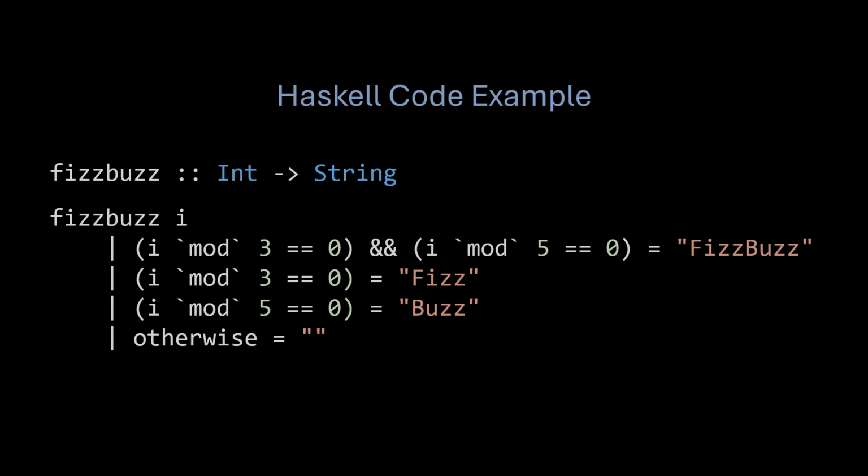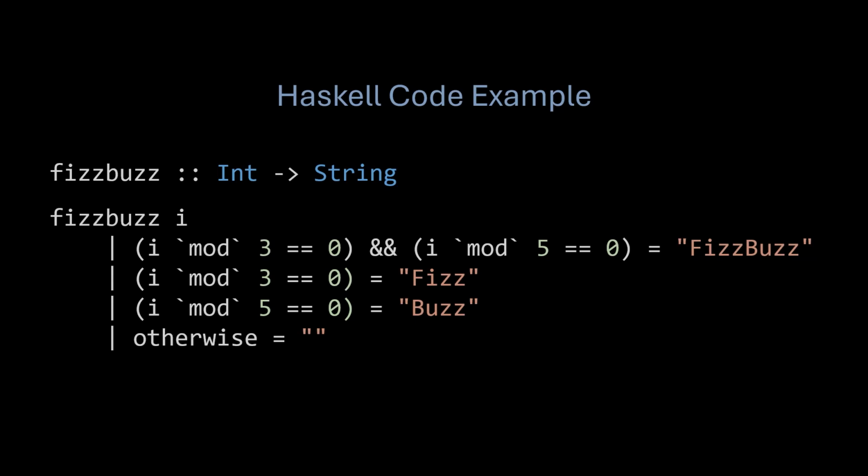So you can see here that this is a function. The top line is a type declaration that says this is a function that takes an int and goes to a string. And then we're using the guard syntax here to specify the various values for a function. This works very similarly to how you would define a non-continuous function, or a piecewise function, in mathematics.